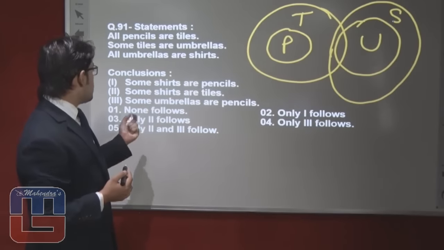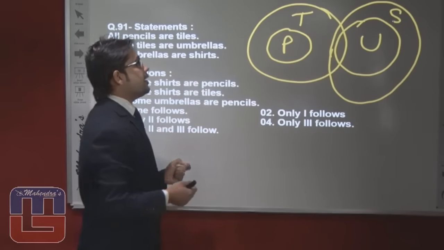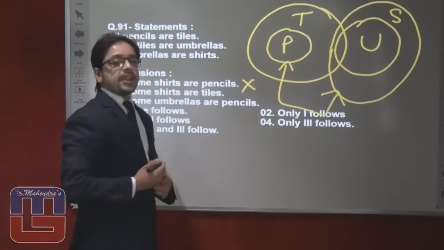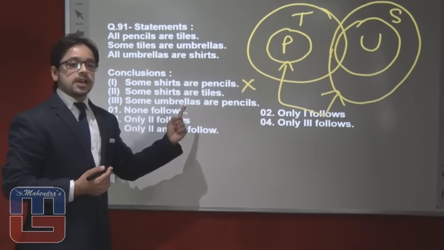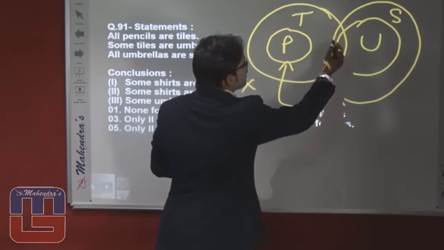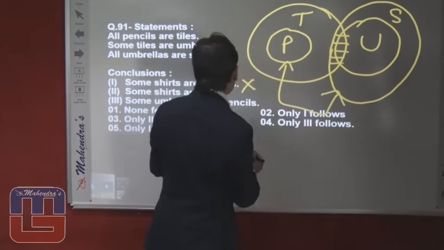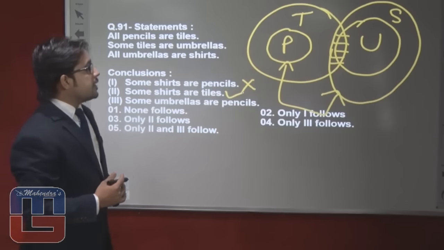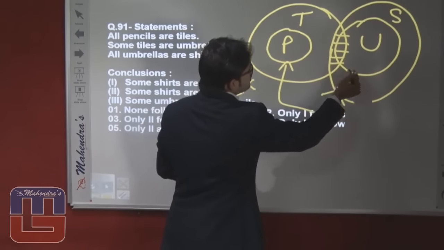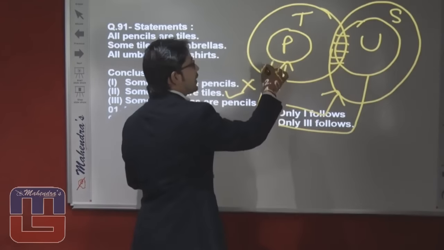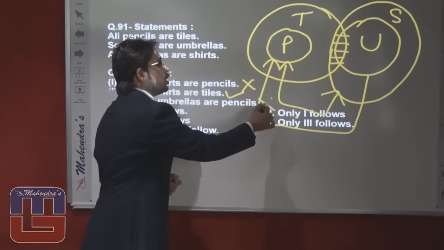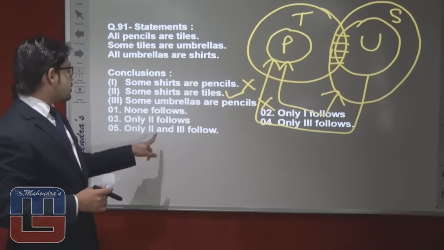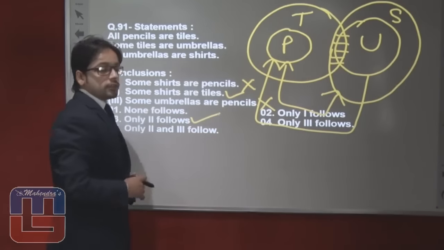First conclusion, as you can see here, is written: some shirts are pencils. There is no relation between shirt and pencil, so the answer will be false. Second conclusion wants to know whether some shirts are tiles. You can see that some part of shirts are tiles, so this answer will be true. Third conclusion is saying some umbrellas are pencils. There is no relation between umbrella and pencil, so the third conclusion is also false. So the right answer of this question will be that only the second conclusion is true, that is written in option number 3.